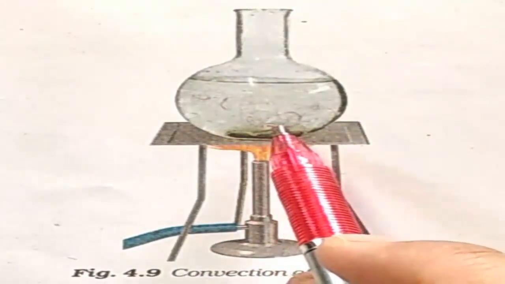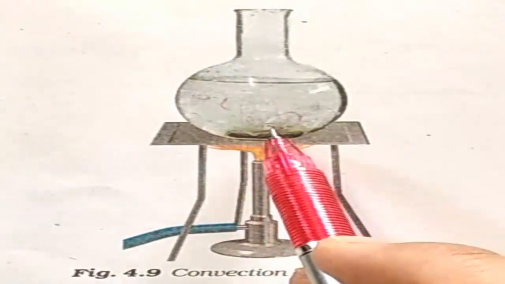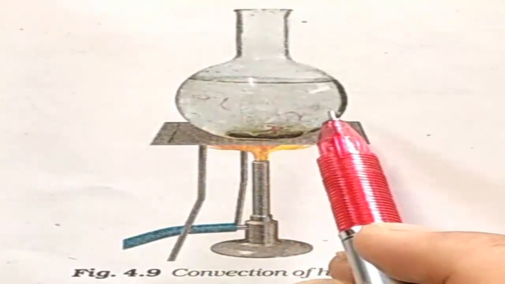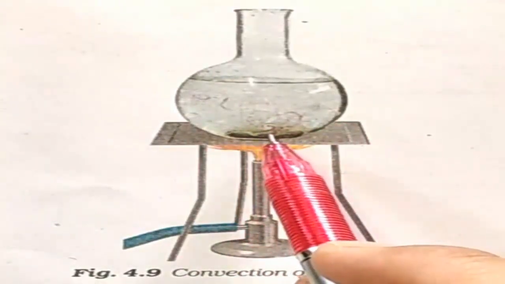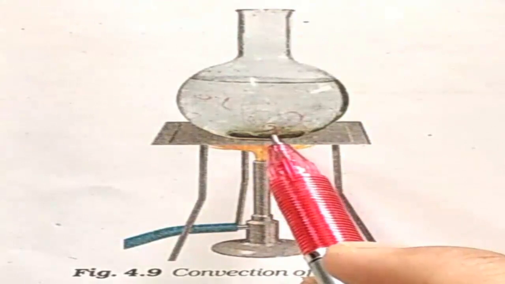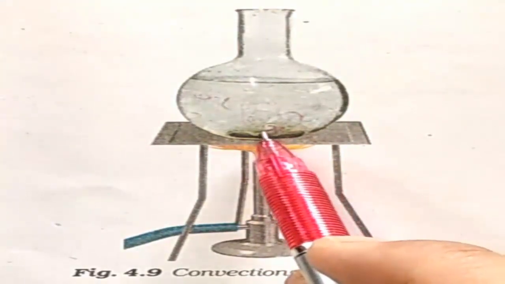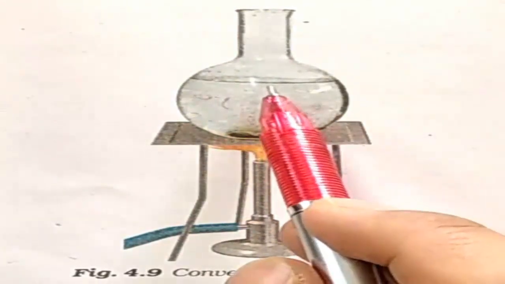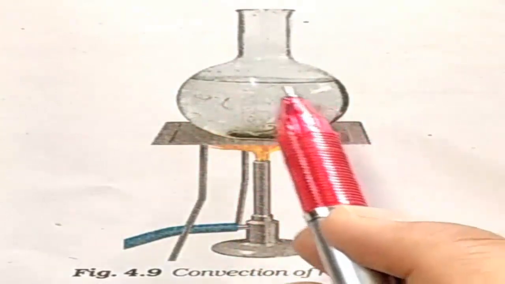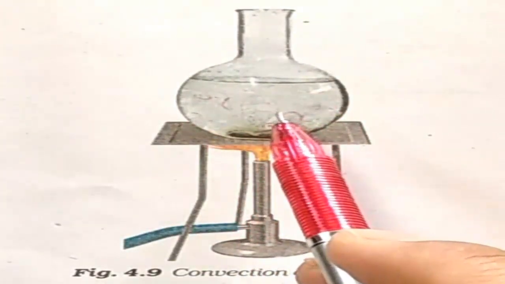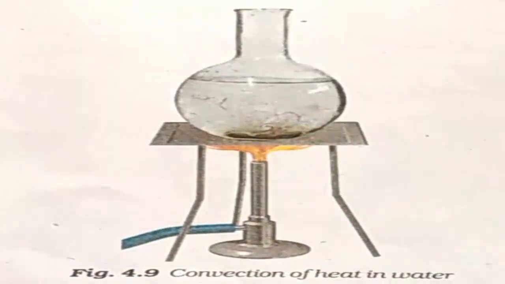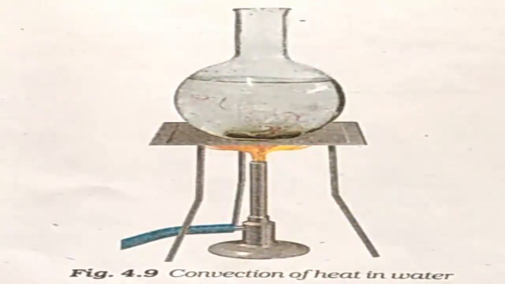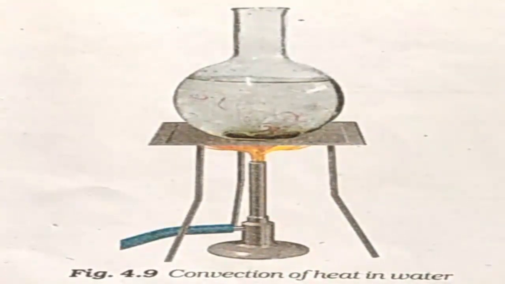So in order to fill the bottom area, the cold water from the sides will come to the bottom, that is, on top of the flame again, and the water will become hot again and rise up. Thus, this cycle continues till all the water becomes hot. So in this process, the heat is transferred by a mode of heat transfer known as convection.